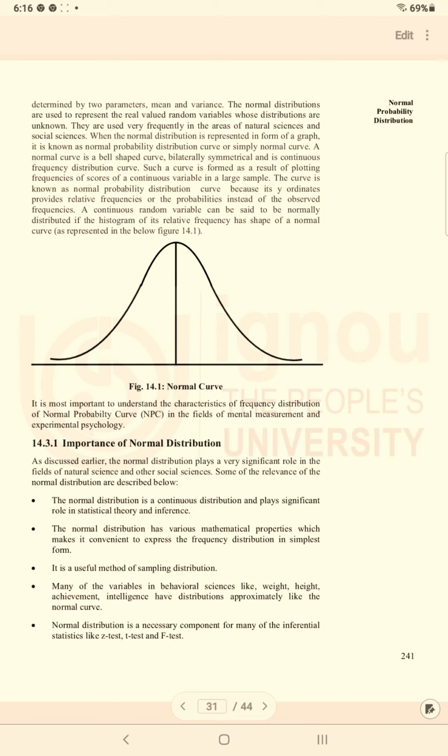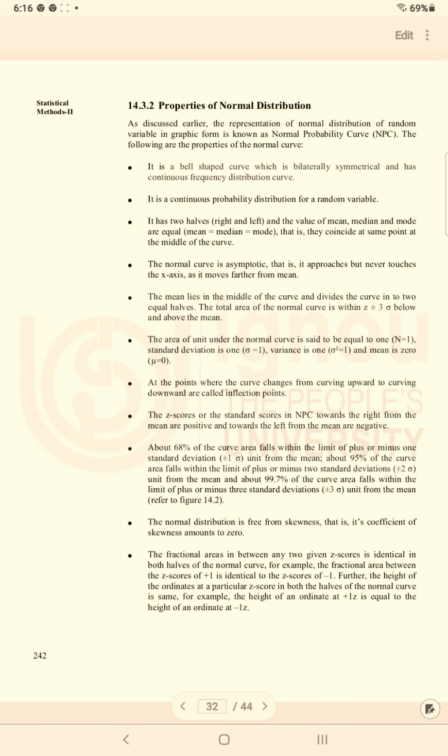The total area of the normal curve is within z plus or minus 3 sigma below and above the mean. The area under the normal curve is said to be equal to 1, n equals 1, standard deviation is 1, sigma equals 1, variance is 1, sigma squared equals 1, and mean is 0, mu equals 0. The points where the curve changes from curving upward to curving downward are called inflection points. The z-scores are the standard scores in NPC.